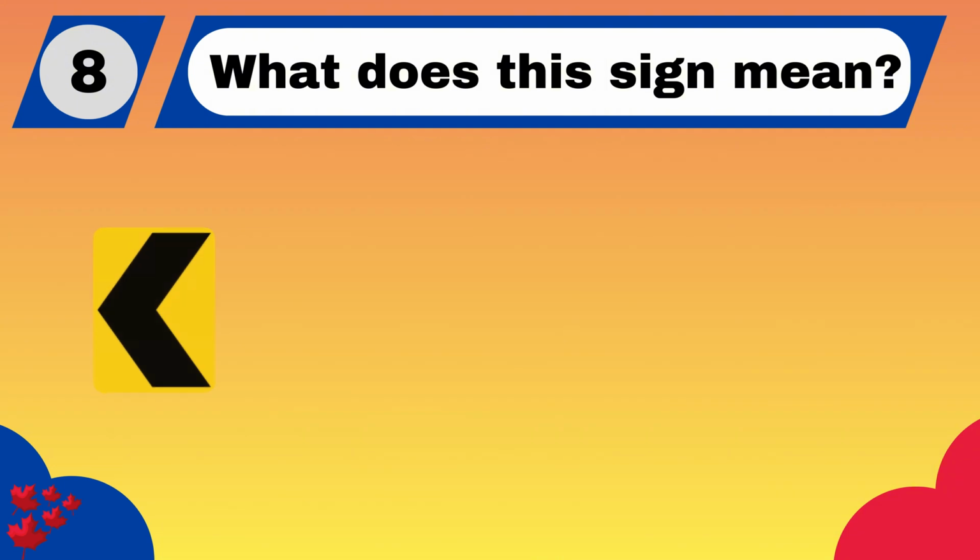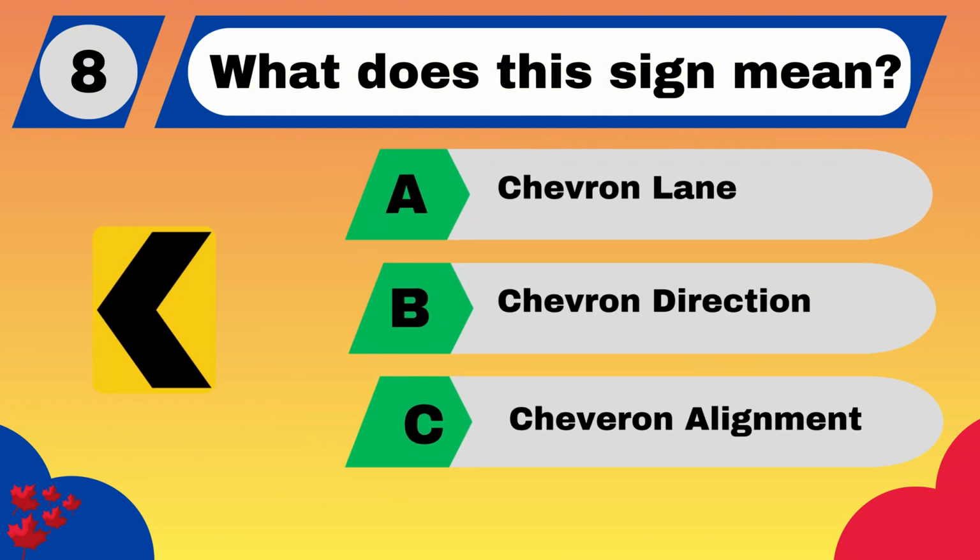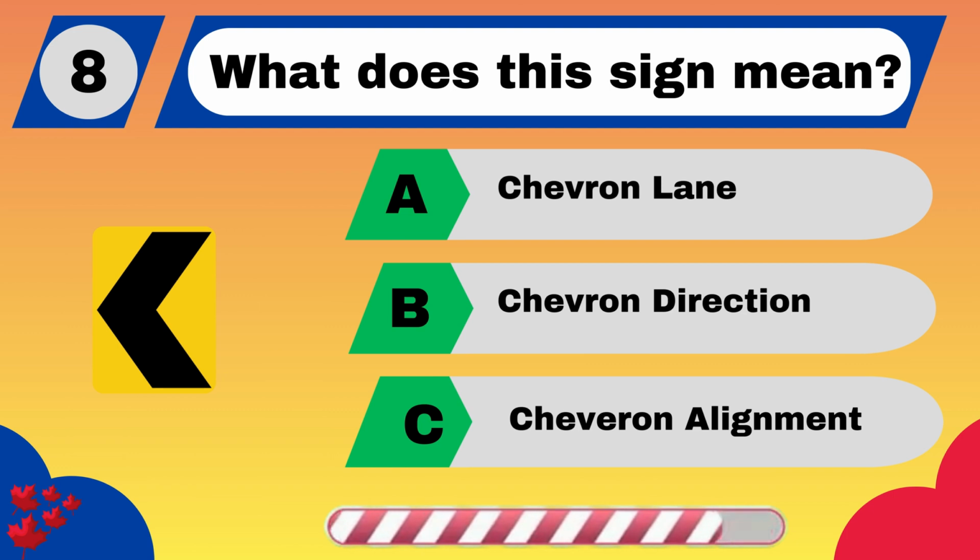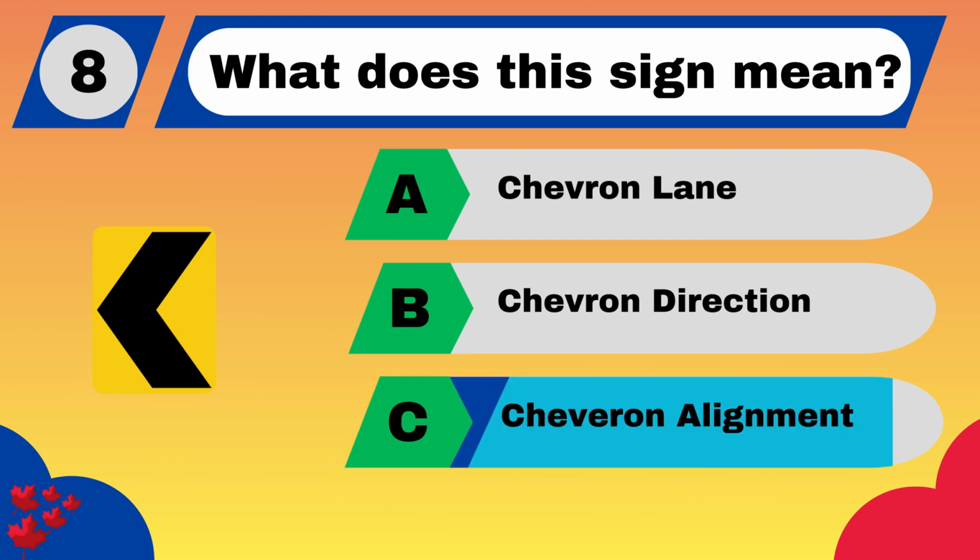Question 8. What does this road sign mean? A. Chevron lane. B. Chevron direction. C. Chevron alignment. Absolutely. C. This sign shows a chevron alignment for directional guidance.